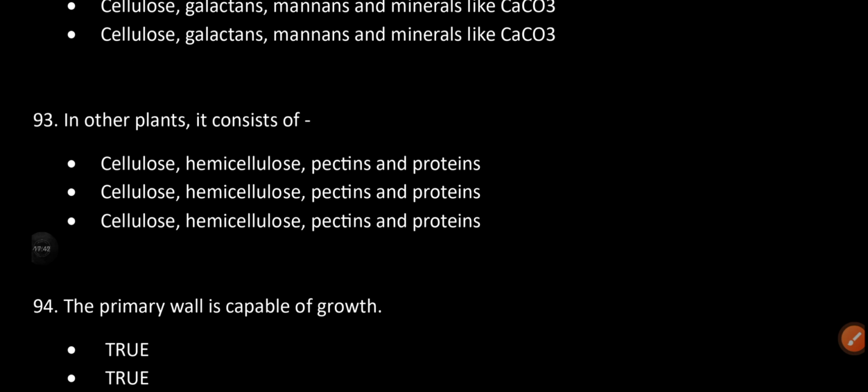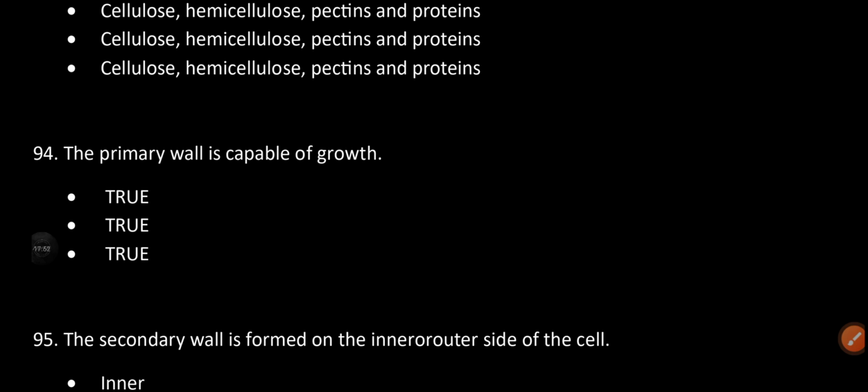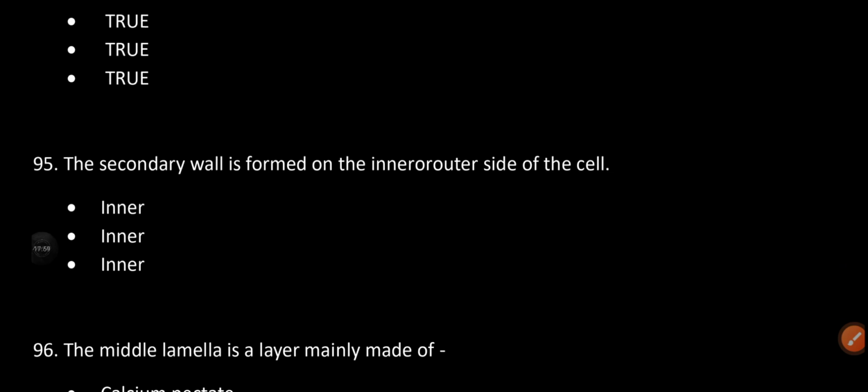In other plants, it consists of cellulose, hemicellulose, pectins and proteins. The primary wall is capable of growth. True. The secondary wall is formed on the inner or outer side of the cell.